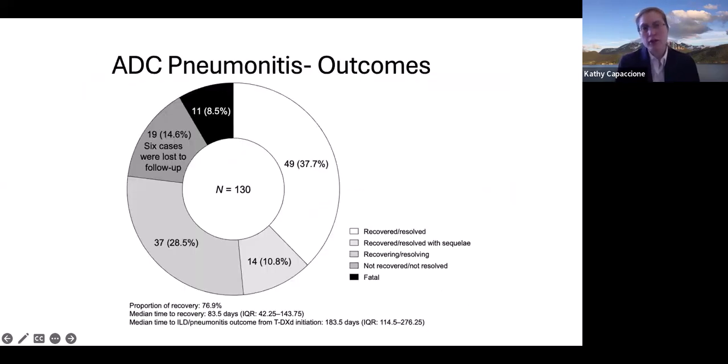So just finishing out on this one study, what happened to these patients? What were their outcomes? In about 40% of the patients, they resolved and they didn't have any sequelae from the pneumonitis from their ADC. Unfortunately, about 8.5% passed away from the pneumonitis. And then in the rest of the cases, which was about 50%, there was some type of long-term sequelae, or they were in the process of recovering at the end of the study.